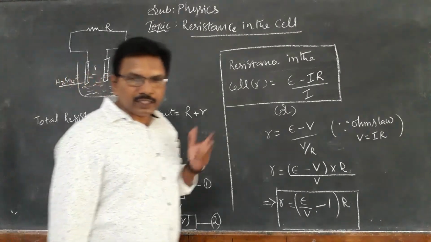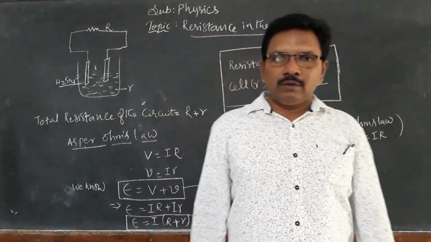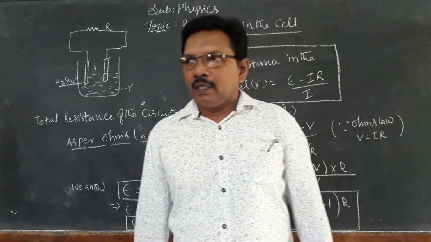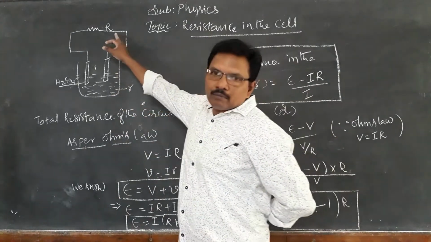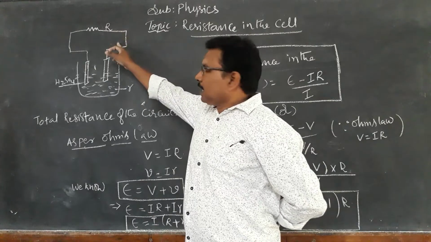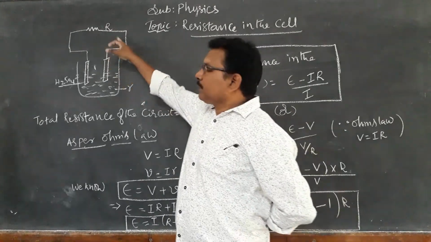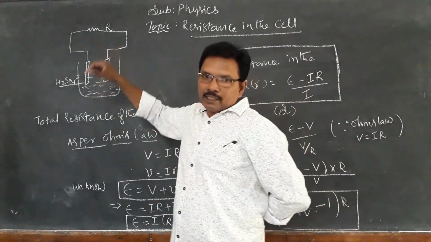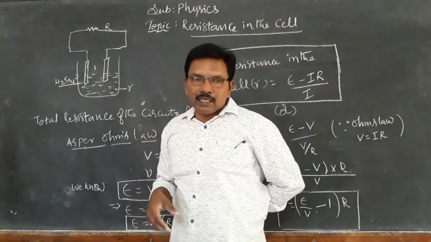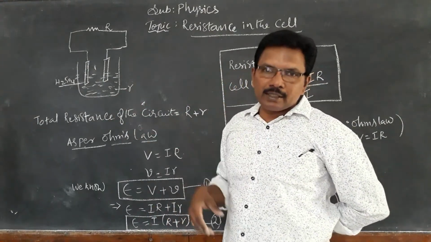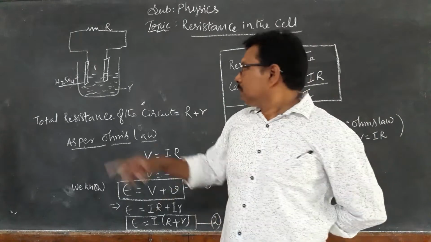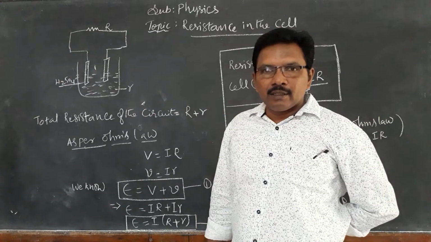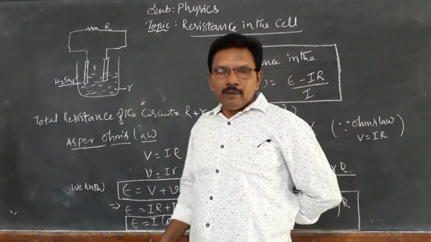What is resistance? Already we discussed. Obstruction to the flow of current. As per the nature of the metal of the conductor, there may be some resistance in the circuit which is connected to the cell. Inside the cell, because of chemicals, there may be some resistance inside the cell as per the nature of the chemical.